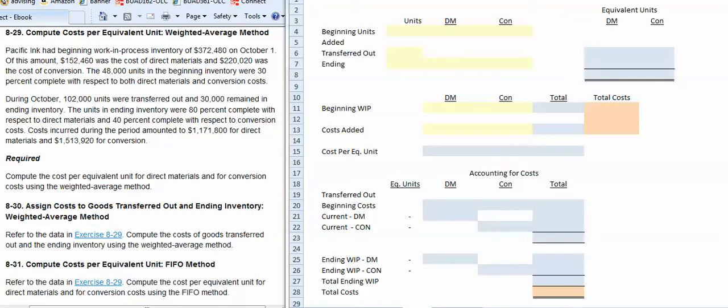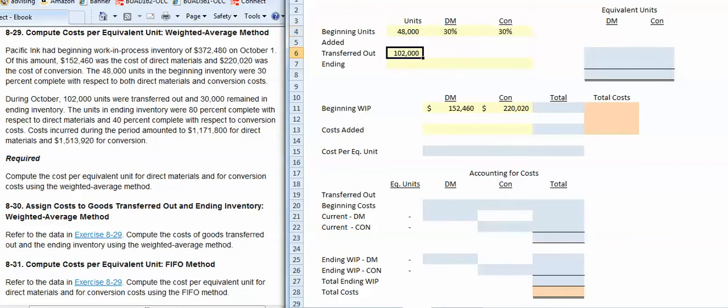We're told that Pacific Inc. had beginning work in process inventory costs of $372,480 on October 1st. Of this amount, $152,460 was the cost of direct materials, and $220,020 was the cost of conversion. The 48,000 units in beginning inventory were 30% complete with respect to both direct materials and conversion cost.